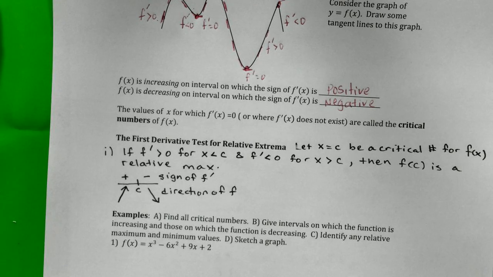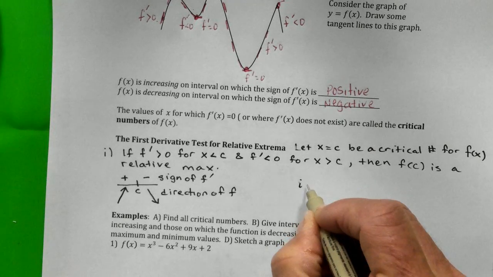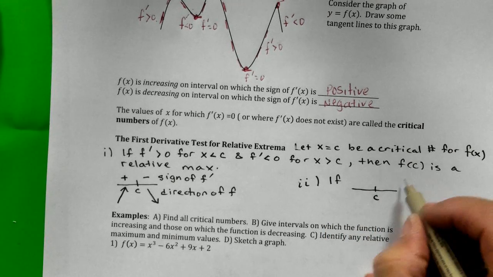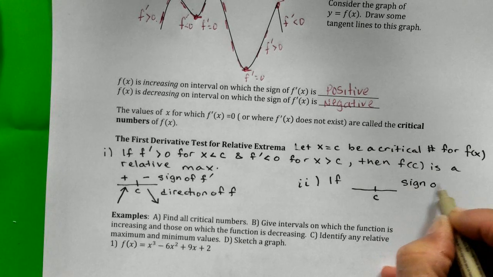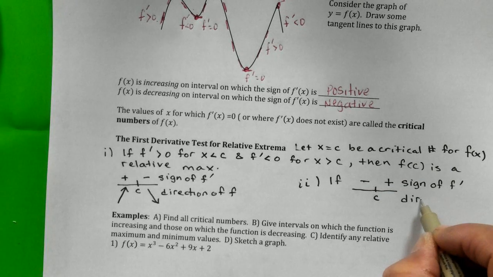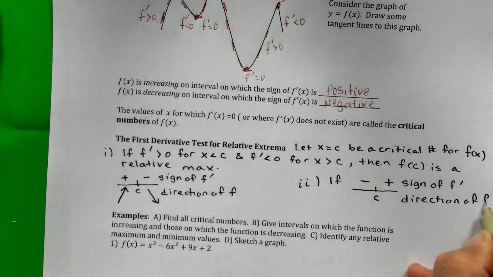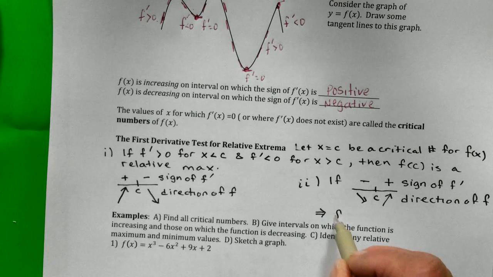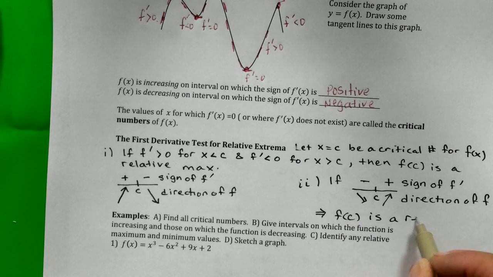Now we're going to say it the other way. If the derivative is negative when x is to the left of c and positive when x is to the right of c, then I'll have a negative to positive change. So let's say it in a diagram. If we have our critical number here and the sign of f prime goes from negative to positive, then the direction of f goes from dropping to rising, which tells us that f of c is a relative min.